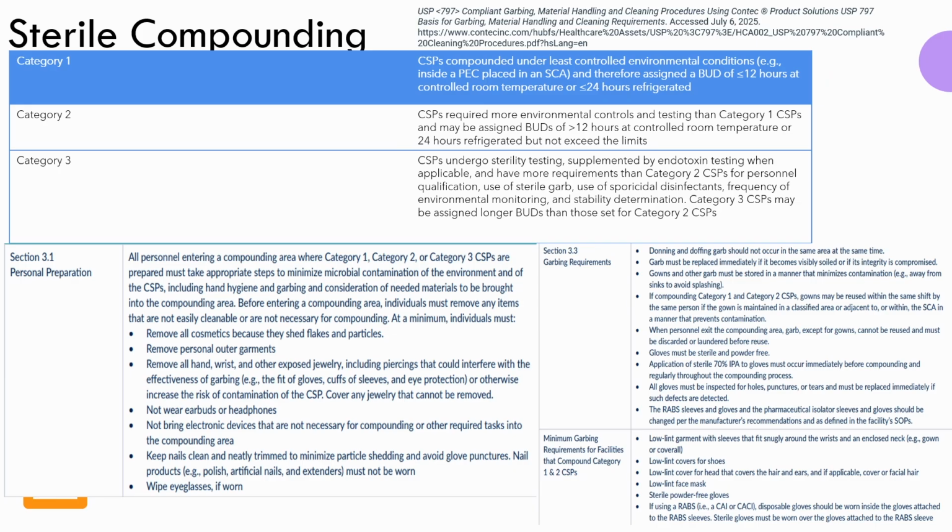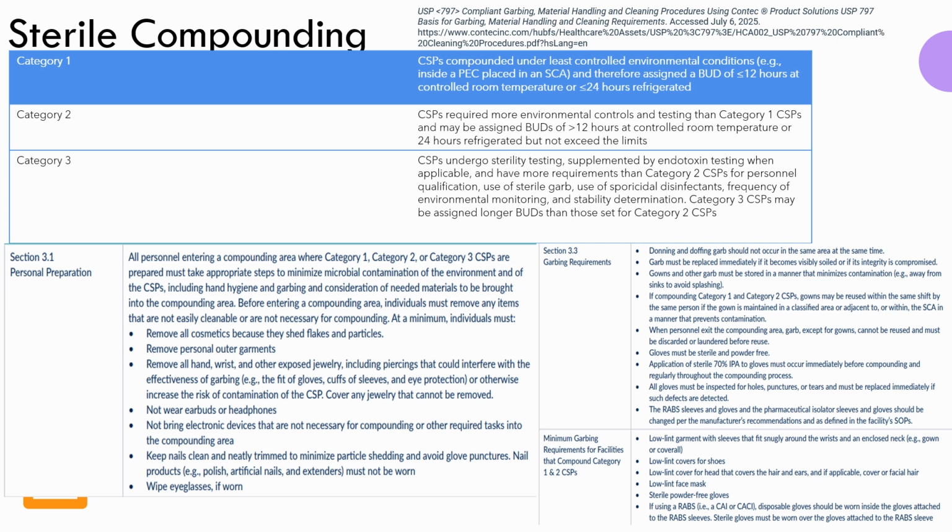This is a busy slide, but it talks about sterile compounding. Sterile compounding is basically dealing with injectables, and what we're talking about also includes ophthalmic products and things of that sort. USP classifies sterile compounding into three categories. The first category is not as strict compared to the third category.